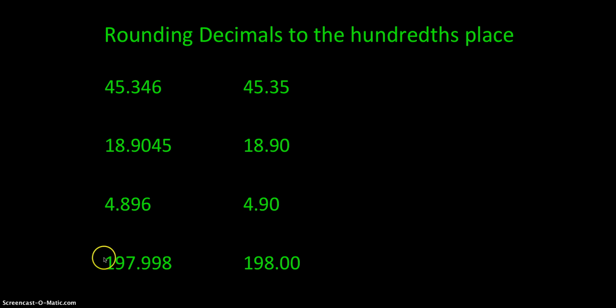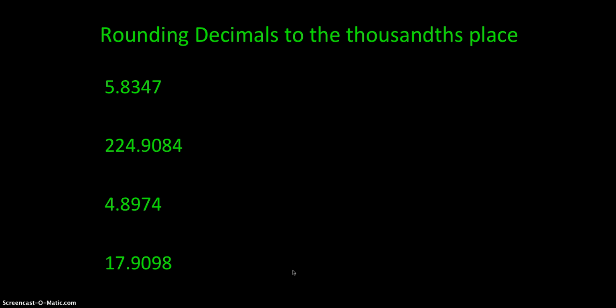The most confusing one, the most challenging, 197 and 998 thousandths. Rounding to the hundredths place, right here. When I take a look at the digit to the right, it's greater than 5. This changes by 1. Because that happens, I have to change this, and I need to go one space further to take care of all those things that become 10. So in the end, the result is 198 and 0 hundredths.